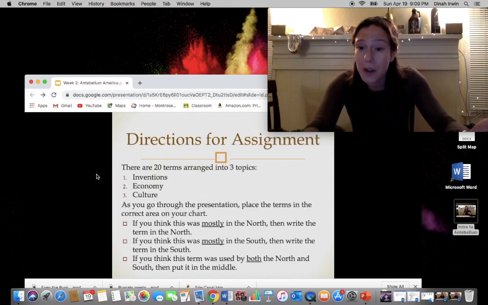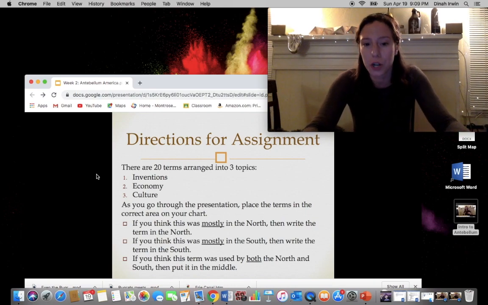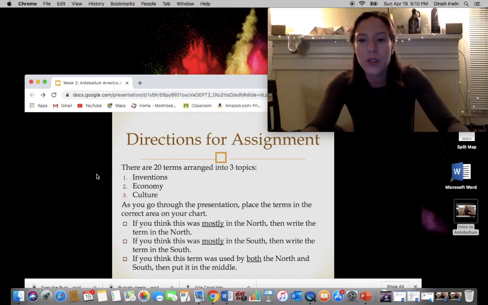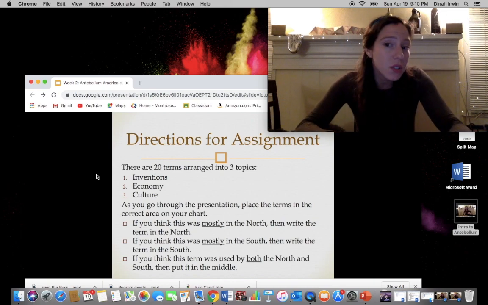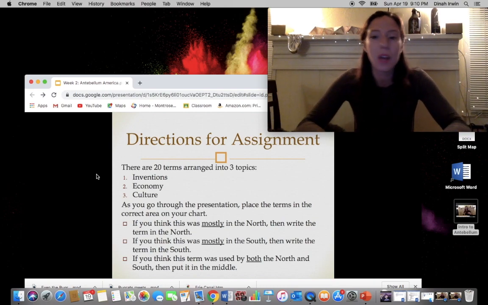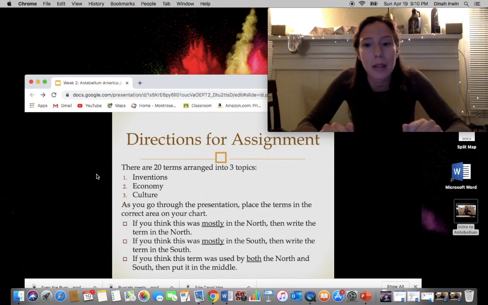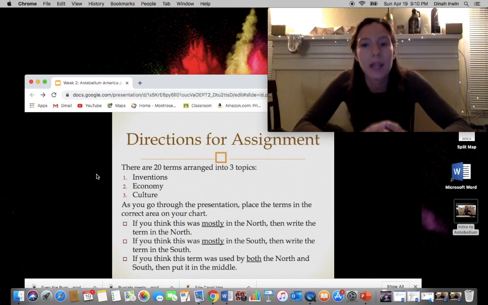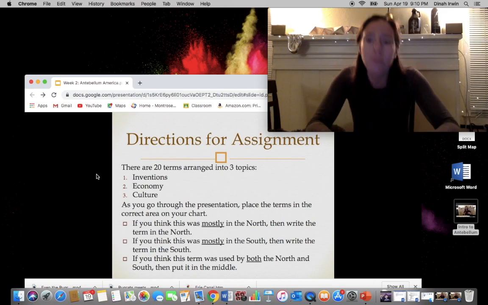Okay, so our directions. There are 20 terms, and I've arranged them into 3 topics, 3 categories. So we have inventions, we have economy, and we have culture. As you go through the presentation, you're going to want to place the terms in the correct area on your chart. If you think it was mostly used in the North, put it in the North bubble. If you think it was mostly in the South, put it in the South bubble. And if you think it was used by both pretty much about the same, you're going to put it in the middle bubble. And hopefully the presentation is going to make it pretty obvious for you.